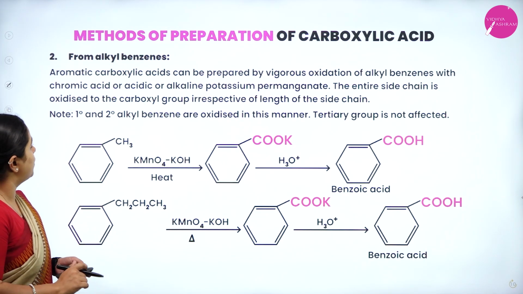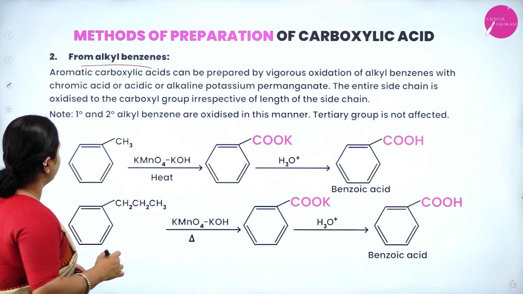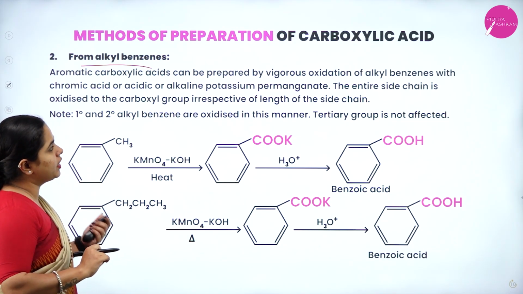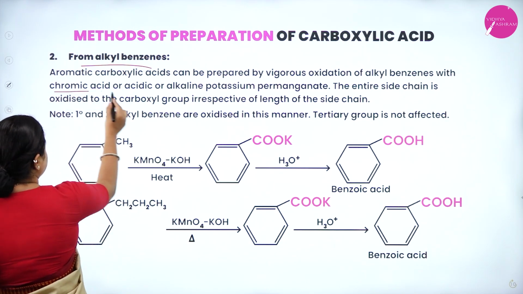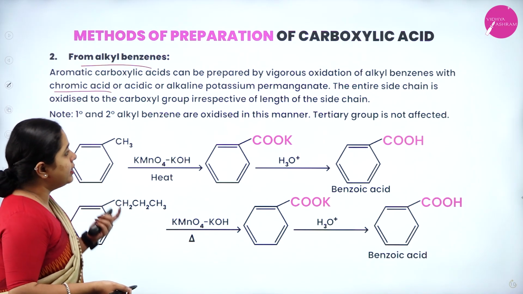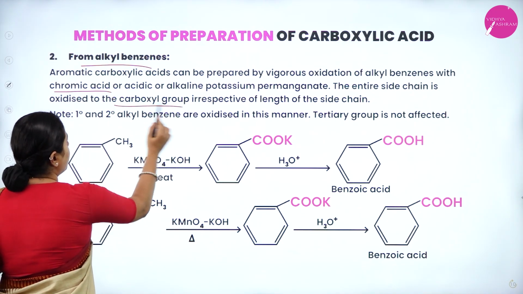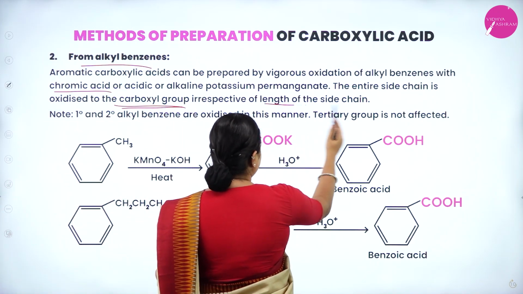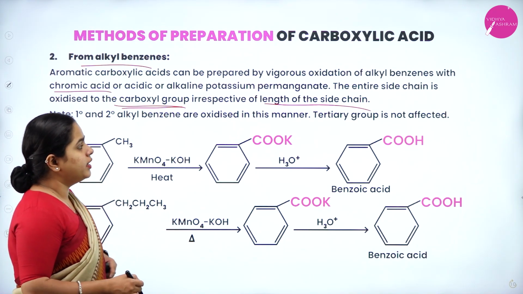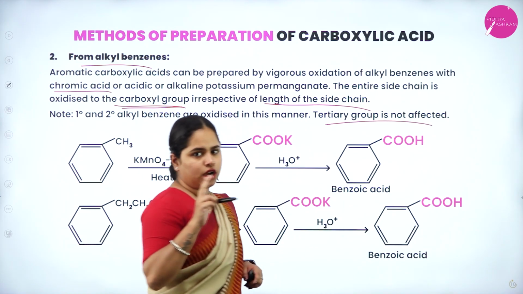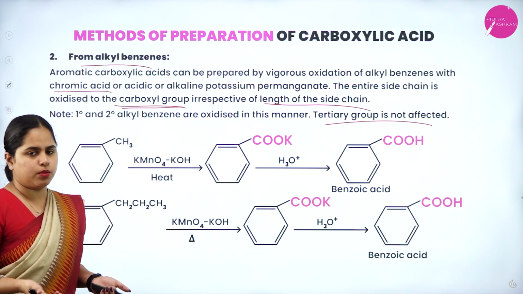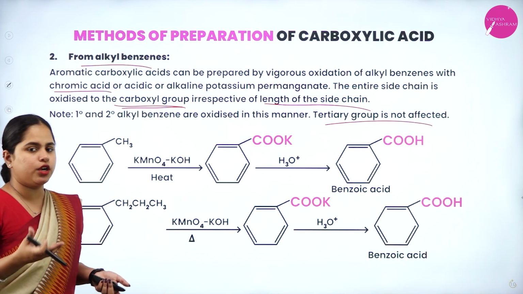Clear? Now moving on to the next one, from alkyl benzene. On benzene you have an alkyl group which is present. Aromatic carboxylic acids can be prepared by vigorous oxidation of alkyl benzenes with chromic acid, that is CrO3, or acidic or alkaline potassium permanganate, KMnO4. The entire side chain is oxidized to the carboxyl group irrespective of the length of the side chain. Primary and secondary alkyl benzene are oxidized in this manner. Tertiary is not affected. So 2 points you have to remember here. If you are taking primary or secondary, you are going to get the product, that is your carboxylic acid. But if you are taking tertiary in this method, you cannot prepare it.